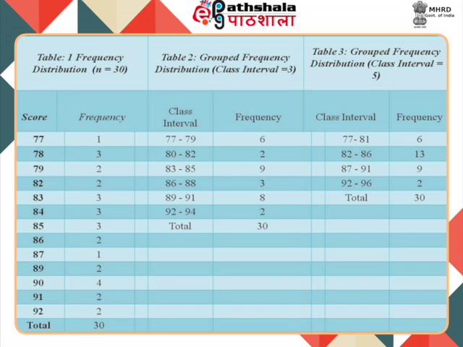The second table is a grouped frequency distribution in which the class interval is 3. Thus, the class intervals are 77 to 79, 80 to 82, 83 to 85 and so on. The third table depicts a grouped frequency distribution with a class interval of 5. In this, class intervals are represented as 77 to 81, 82 to 86, 87 to 91 and so on.